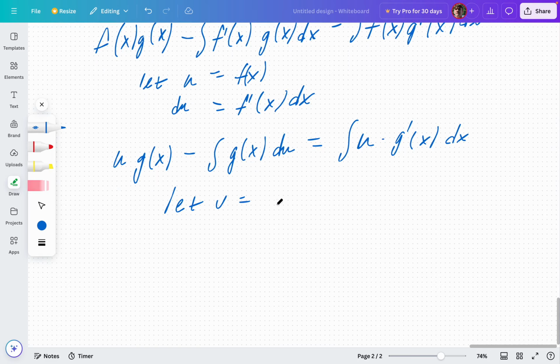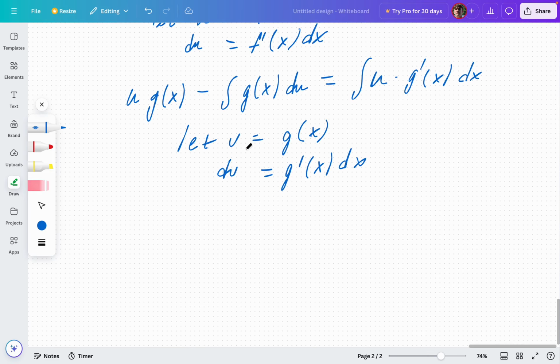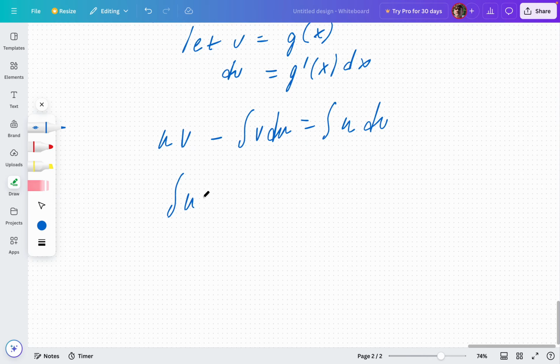Let's substitute the next value. Let v be equal to g of x and dv be equal to g prime of x dx, since that's the derivative of g of x. And now we can substitute further and say that instead of g of x, we're going to have v, minus the integral of v du, equals the integral of u, and g prime of x dx is simply dv. Let's rewrite it as the integral of u dv equals uv minus the integral of v du. And this is the proof of integration by parts. Thank you.